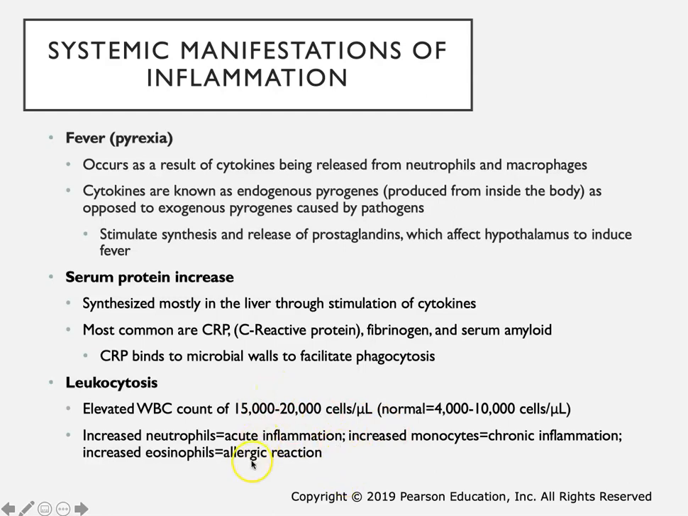If you look specifically at the types of white blood cells, right? If you see increased neutrophils, it indicates acute inflammation. If you see increased monocytes, it indicates chronic inflammation. If we see increased eosinophils, it indicates an allergic reaction, okay? So you can look at those specific white blood cells, and that gives you a little more information in terms of what's going on more specifically.